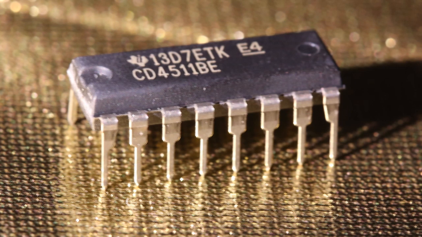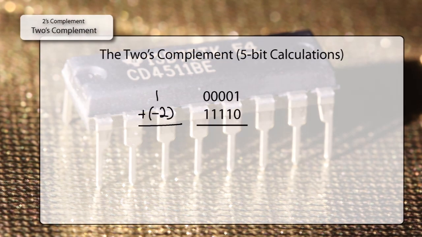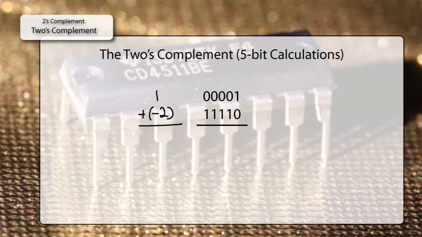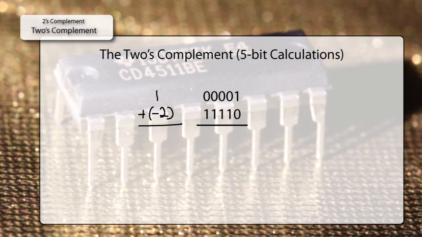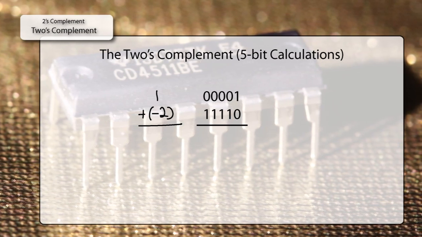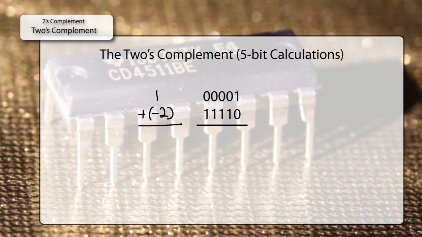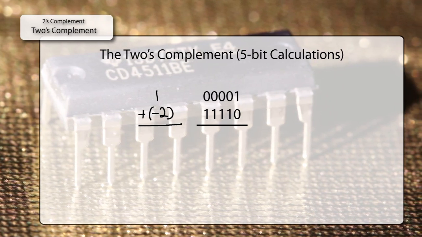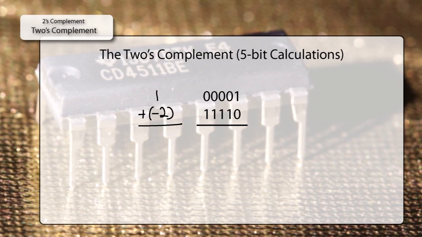So it works. But let's look at a slightly more complicated example. Let's look at 1 minus 2, which will be 1 plus minus 2. So we need to take the 2's complement of minus 2, which is 0, 0, 0, 1, 0, inverted to 1, 1, 1, 0, 1, plus 1, which is 1, 1, 1, 1, 0.